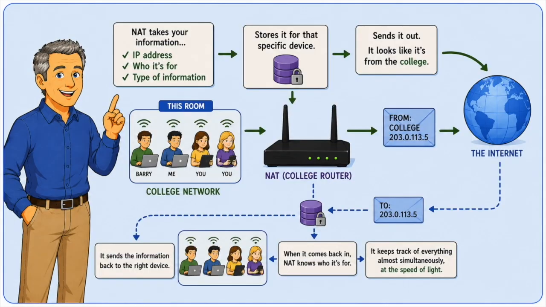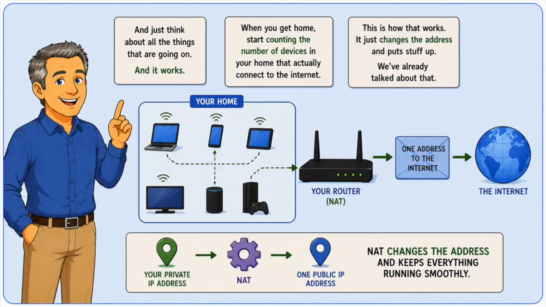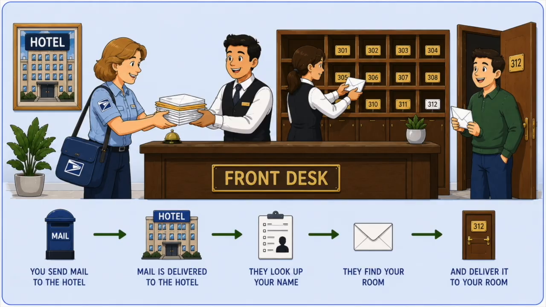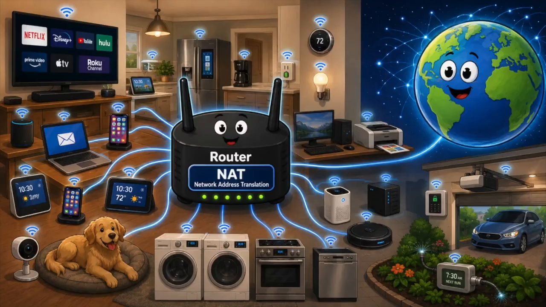Now, stop and think about that for a second. All that's going on, and it rarely does not work. So it's taking your information, keeping track of the IP addresses, who it's for, type of information, and just think about all the things that are going on. And it works. To me, it's absolutely amazing. And when you get home, start counting the number of devices in your home that actually connect to the internet. It's like a hotel. You send mail to the hotel, and the hotel looks up where you are and sends it to you. So the address you give is the hotel's address. Stuff is delivered. They look up your name to find out what room you're in and deliver it to your room. That's exactly what NAT does. So the internet is not that foreign, based upon how we live our lives.